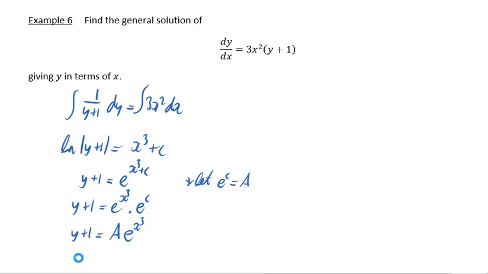And then it says, giving y in terms of x, your last line, therefore y is equal to a e to the power of x cubed, then minus 1. And that's it.